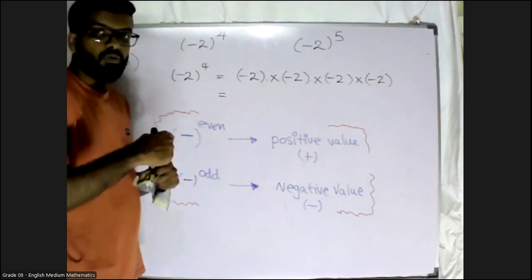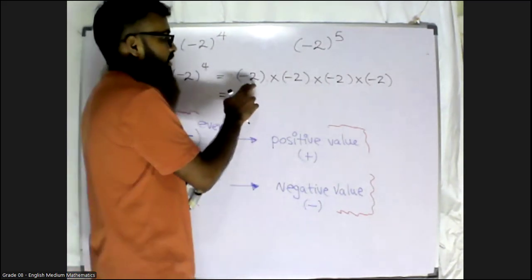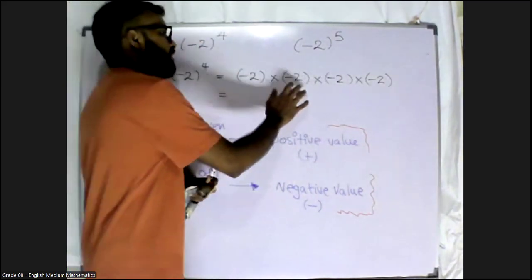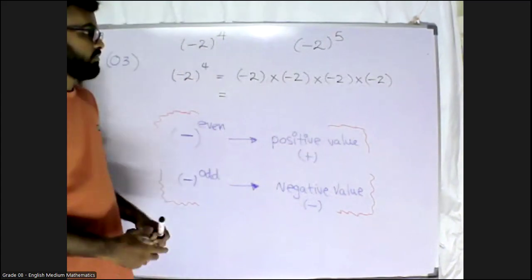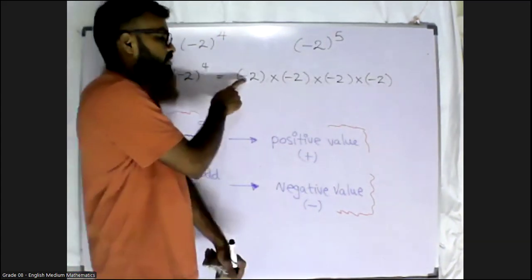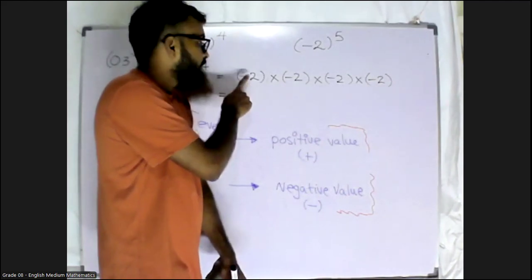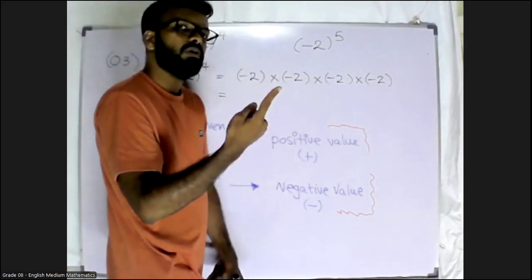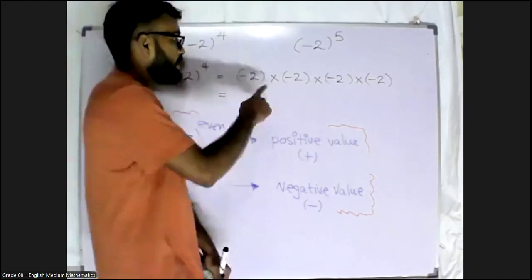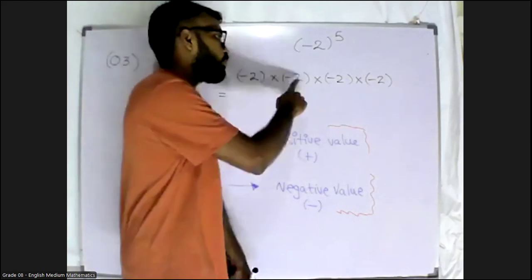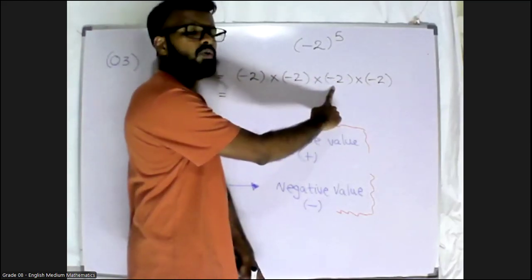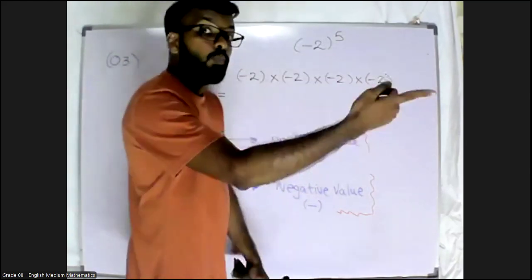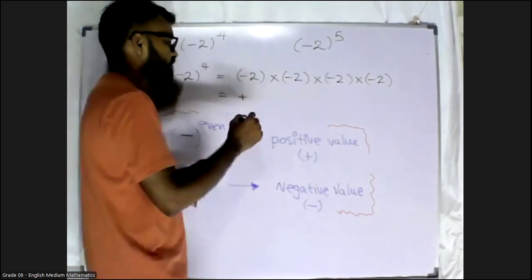So, what would be the answer for this one? Negative 2, negative 2, negative 2, negative 2. You are going to multiply this 4 times. You know how to do this. First of all, I am going to simplify the negative signs. Negative into negative, the sign is positive. Positive into negative, again negative. Negative into negative, again positive. The answer is positive.